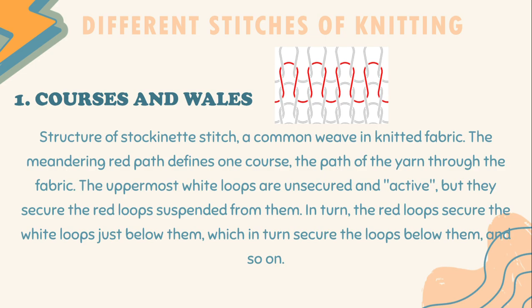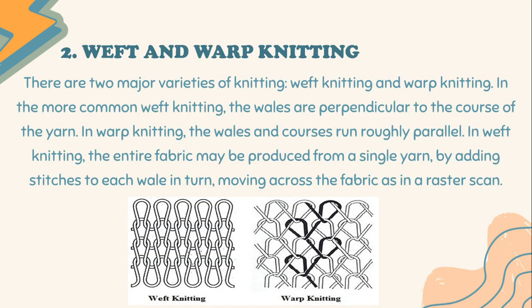Second, different stitches of knitting are weft and warp knitting. There are two major varieties of knitting, weft knitting and warp knitting. In the more common weft knitting, the wales are perpendicular to the course of the yarn. In warp knitting, the wales and courses run roughly parallel. In weft knitting, the entire fabric may be produced from a single yarn by adding stitches to each wale in turn, moving across the fabric as in a raster scan.